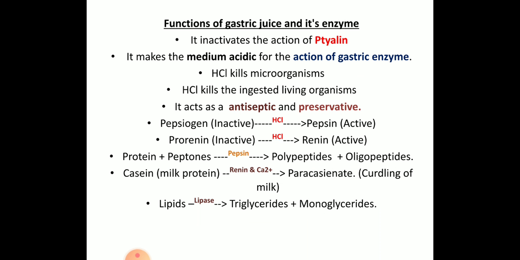Later, proteins and peptones are converted into polypeptides and oligopeptides in the presence of pepsin. Casein, we all know, is the milk protein. Casein is converted to paracaseinate in the presence of renin and calcium. Lipids are converted into triglycerides and monoglycerides in the presence of lipase.